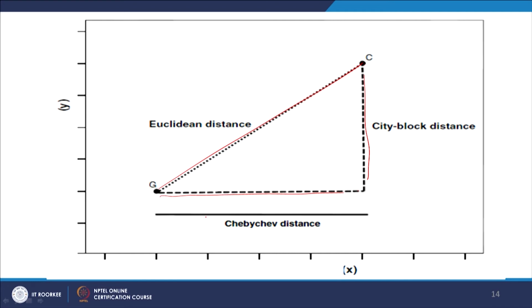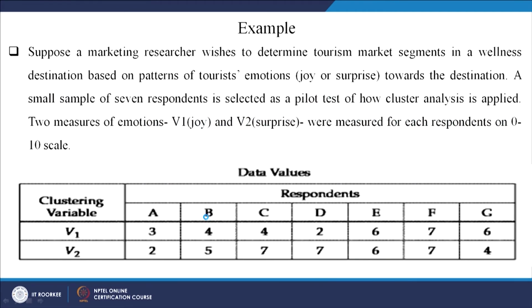So, there are different distance measures. Now, let us take this example. A marketing researcher wishes to determine tourism segments in a wellness destination based on patterns of tourist emotions. On the basis of the emotions, he wants to create segments for the destination. A small sample of 7 respondents is selected as a pilot test, and cluster analysis is applied. There are 2 measures of emotions, V1 and V2, and 7 respondents, and the data are given to you. The emotions were measured on each respondent on a 0 to 10 scale.